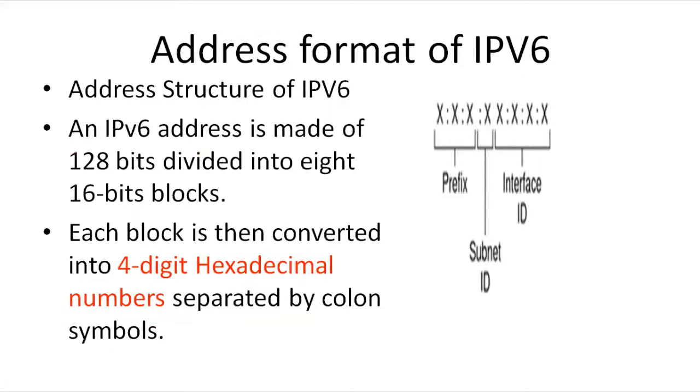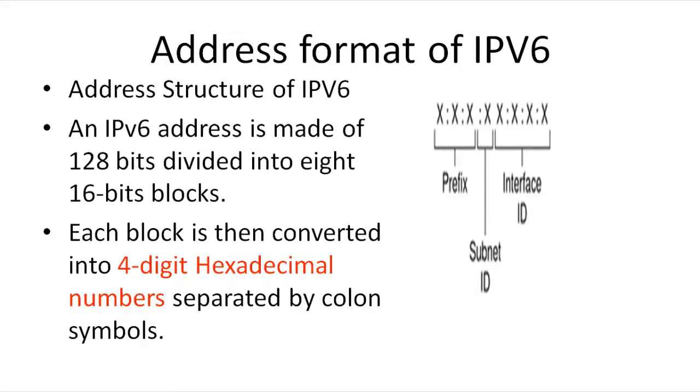Coming to the address structure of IP version 6. The address structure is 128 bits. These 128 bits are divided into 8 blocks of 16 bits. One block consists of 16 bits. Each block is then converted into a 4-digit number. For example, 2020 is a 4-digit number.